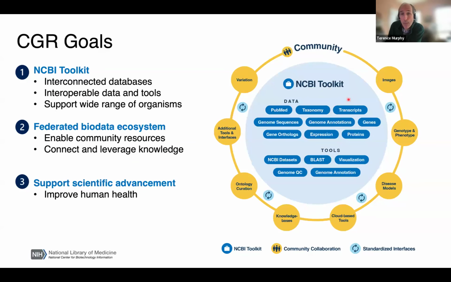So that's a really quick sample of what we've been doing under this CGR project. As I said, the goal really here is better supported data at NCBI, better connection between databases, better tools, supporting a wider range of organisms and higher quality data, working toward this concept of a federated biodata ecosystem, working with the community, helping connect and leverage knowledge wherever it may be, always keeping the end goal in mind. It's not just about collecting data. The goal is about advancing science, and we're at NIH. This all comes down to trying to improve human health.